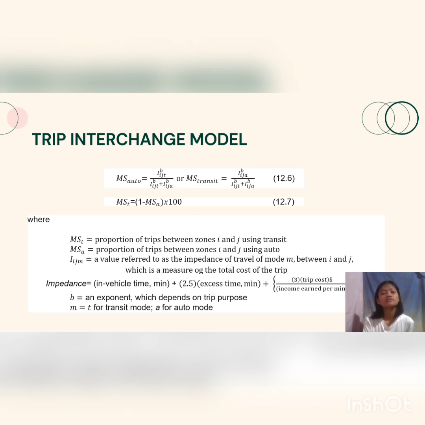I sub IJM means a value referred to as the impedance of travel of mode M between I and J, which is a measure of the total cost of the trip. The impedance is equal to in-vehicle time per minute plus 2.5 times excess time per minute plus 3 times trip cost in dollars over income earned per minute. B is the exponent, which depends on trip purpose, and M is T for transit mode and A for auto mode.